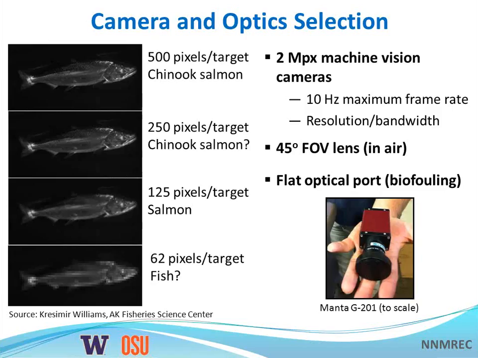When I talk about resolution, the big question here is if you're trying to make a species-specific ID, the number of pixels per target really matters. And what you're seeing here is a progression of downsampled images of a Chinook salmon prepared by Cressmer Williams, one of the people involved in this project from the Alaska Fisheries Science Center. And you can see at 500 pixels per target, you can make that species ID, but as you get down to a lower resolution, say on the order of 60 pixels per target, you can probably tell it's a fish, but beyond that, you're not really even able to make a genus classification.